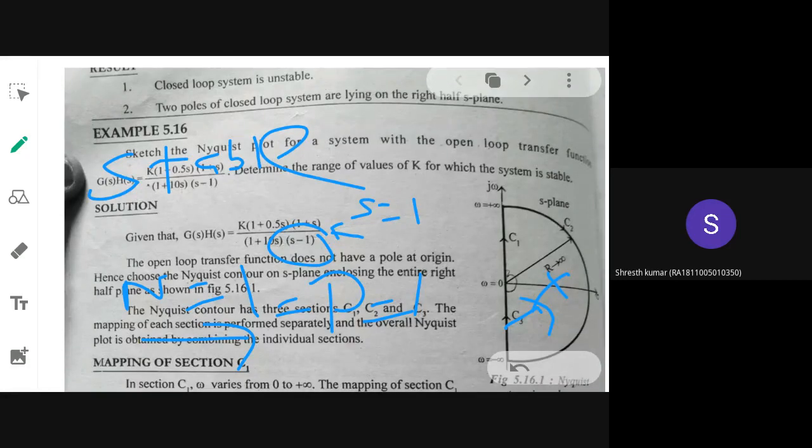So this is all about the Nyquist stability criterion. I think the remaining problems you can do on your own. With this I am closing off the Nyquist stability criterion in unit number 3. Next class we will start unit number 4.